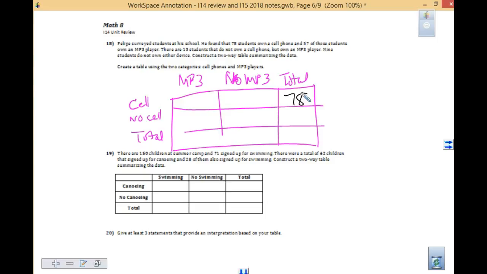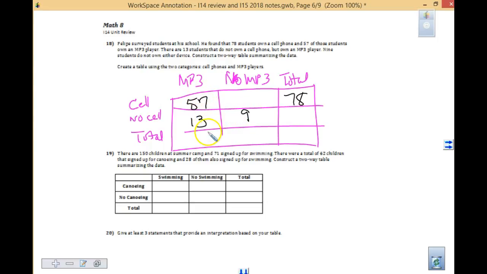Okay. So Aiden, what else do I want to put in there? And then it says, and 57 of those students own MP3 players. So where's my 57 going? Okay. So now I'm going to keep going with that one. And as I am looking, Ellen, tell me, where am I putting my 13? Okay. No cell MP3. And then the last one says 9 students have neither. So Gus, I'm putting that where? No and no.